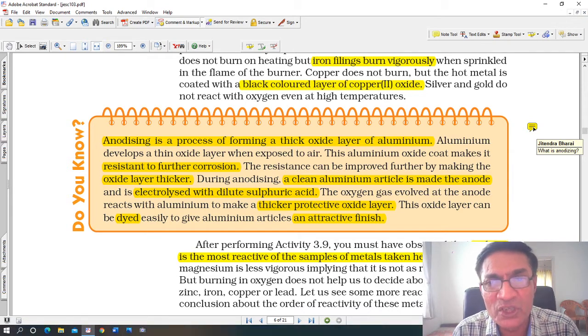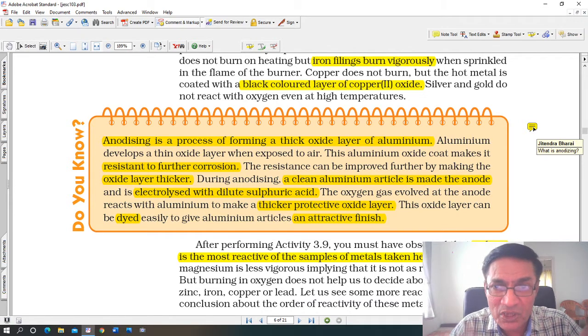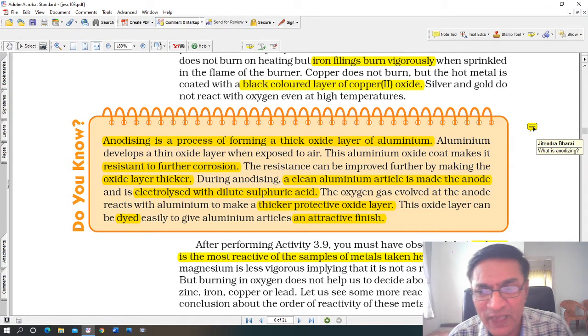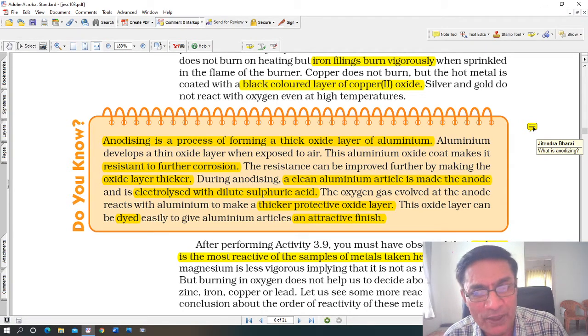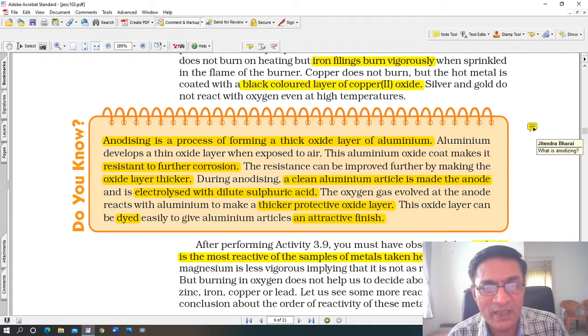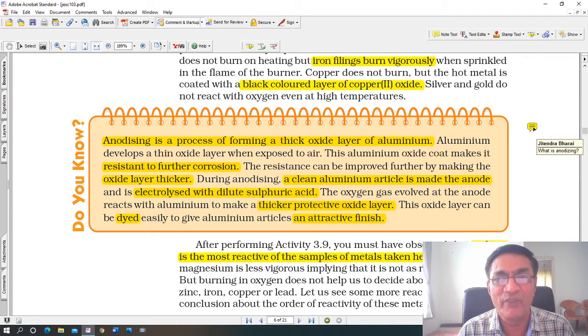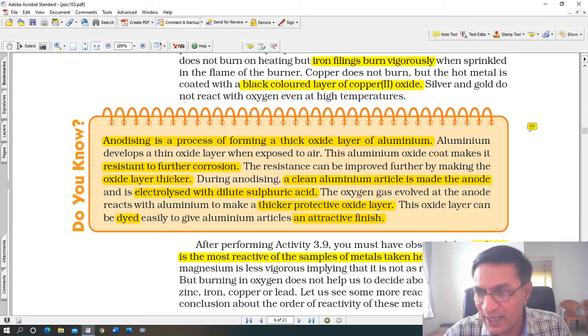Electrolysis is carried out in an electrolytic vessel, and that vessel is always filled with a salt of the metal, and electricity is passed through that. The oxygen gas evolved at the anode reacts with aluminum to make a thicker protective oxide layer. This oxide layer can be dyed easily to give aluminum articles an attractive finish. उसको एकदम aluminum की एक smooth layer बन जाती है and aluminum looks attractive. Right? That is the anodizing process.